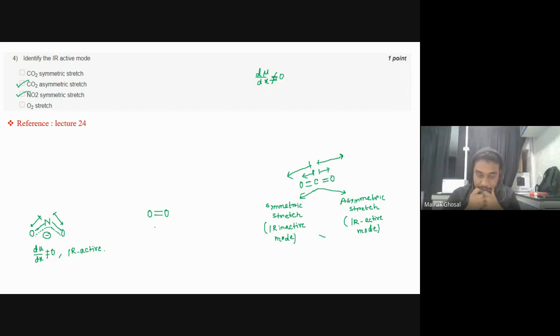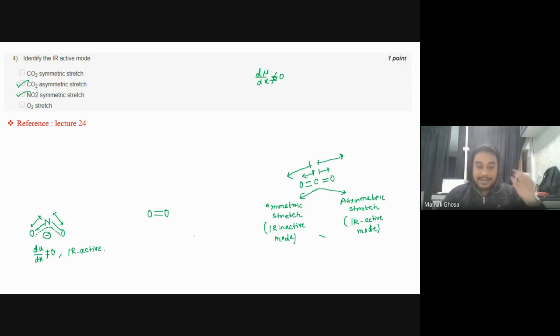Suppose I have a linear molecule like COS. So is the dipole moment zero here? No, sir, because these two atoms are different. Yes, so a linear molecule doesn't mean that the dipole moment will always be zero.